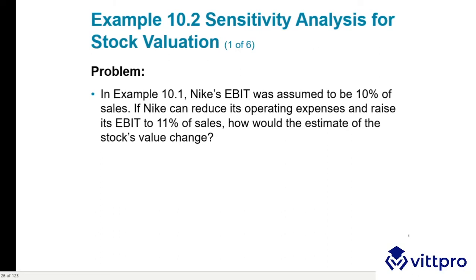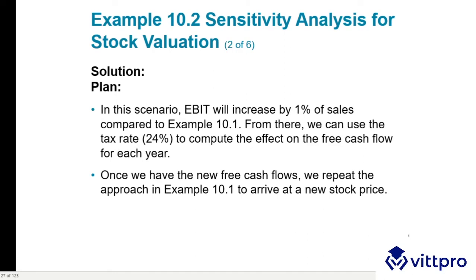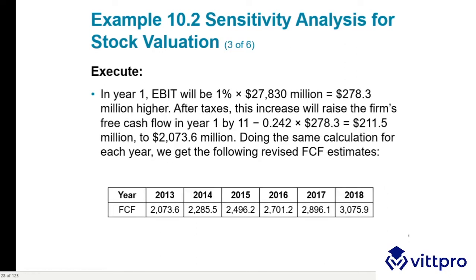To give you an example of the sensitivity, let's say the EBIT was assumed at 10%. What if they are able to reduce the operating expense and say now our EBITDA will be 11%? What would be the change in the stock price? So you now have to recalculate the 1% increase in the EBITDA. What would be the difference, and discount it by the tax and see what is the value. So this is the difference.